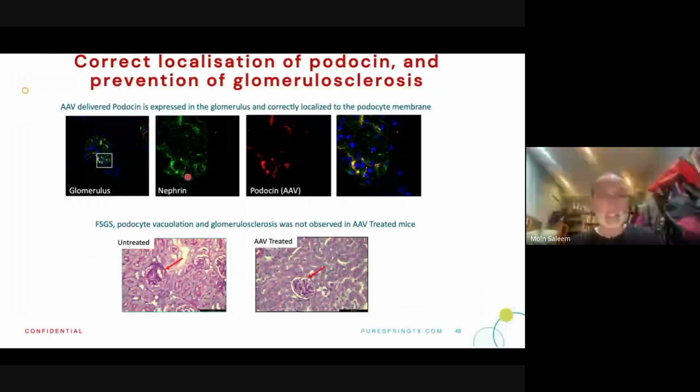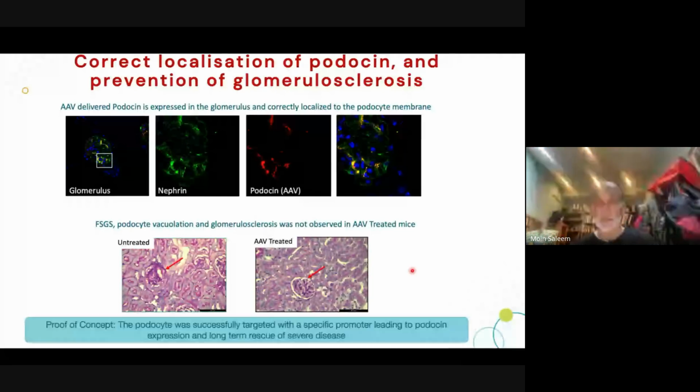Okay, I'll start this slide. So, I've shown in the previous slide the introduced protein, and the yellow is the co-localization of the two. So we're showing pretty robust expression. And then the histology here, again, you can't see it very well, but you've got pretty much normal histology in the treated mice compared to, if you can see the sclerosed glomerulus here, which is what you get if you don't treat them. So this is a nice proof of concept that you can successfully target the podocyte with a specific promoter. That leads to expression, and that leads to long-term rescue of a very severe disease.